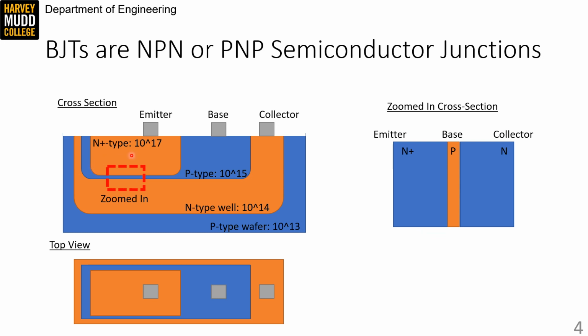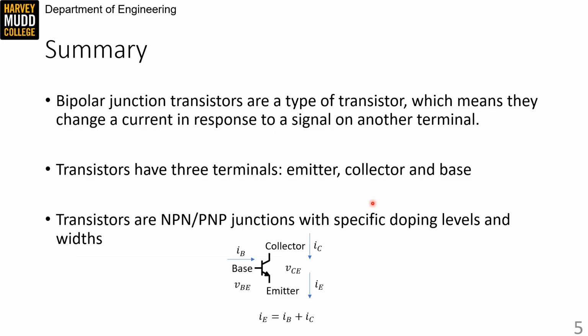So in summary, bipolar junction transistors are a type of transistor, which means they change a current in response to a signal on some other terminal. BJT transistors have 3 terminals: the emitter, the collector, and the base. And BJT transistors are either NPN or PNP junctions that have very specific doping levels and widths. Finally, we introduced our notation for the BJT, which is pictured down here.